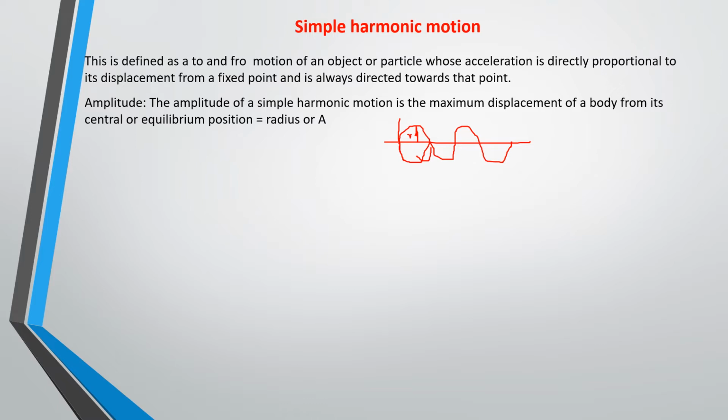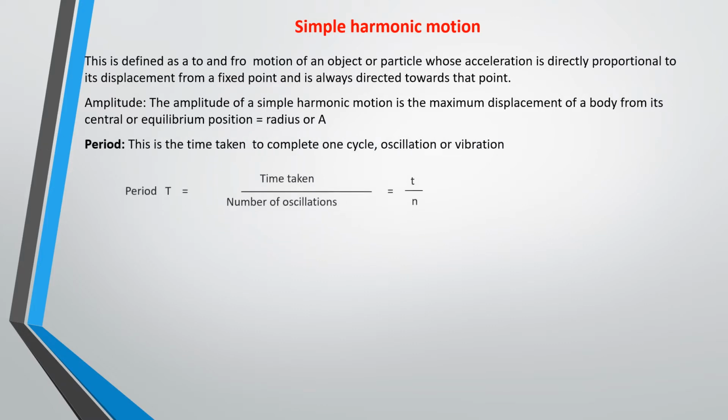Now for a body that is undergoing simple harmonic motion, it has what is called the period. So the period is the time taken for the body to complete one cycle, vibration or oscillation. So period is given as time taken over the number of oscillations, or number of vibrations, or number of cycles. Is that okay? So that is period.